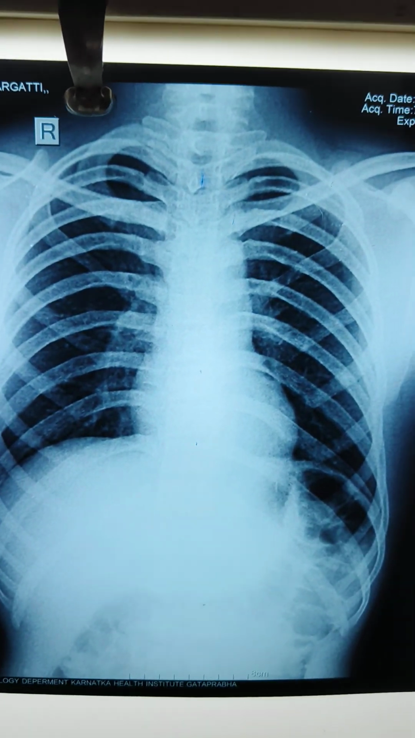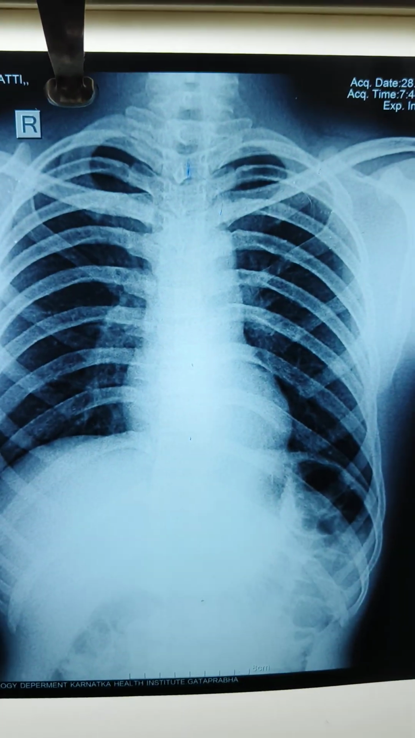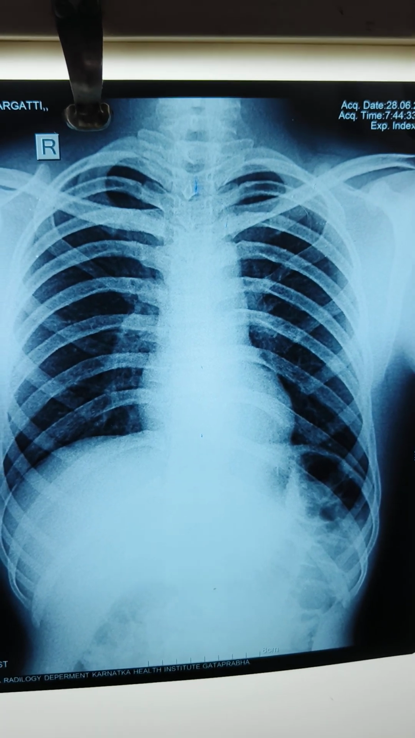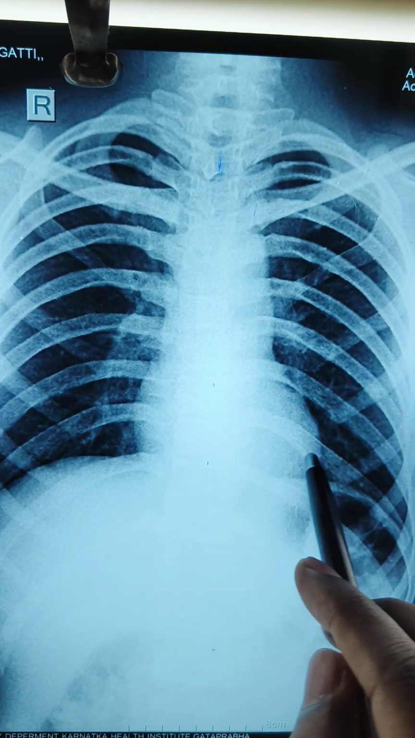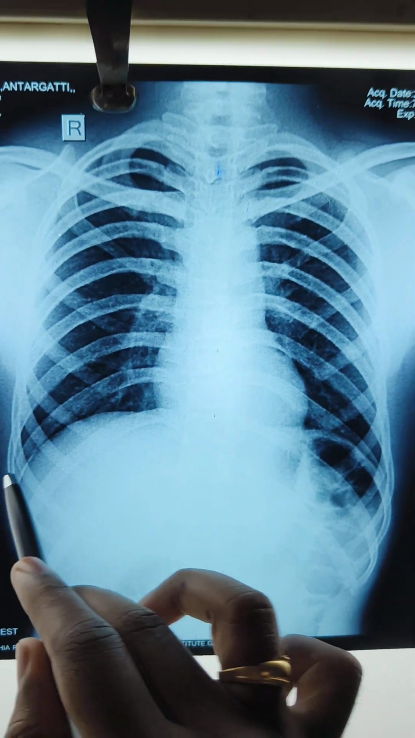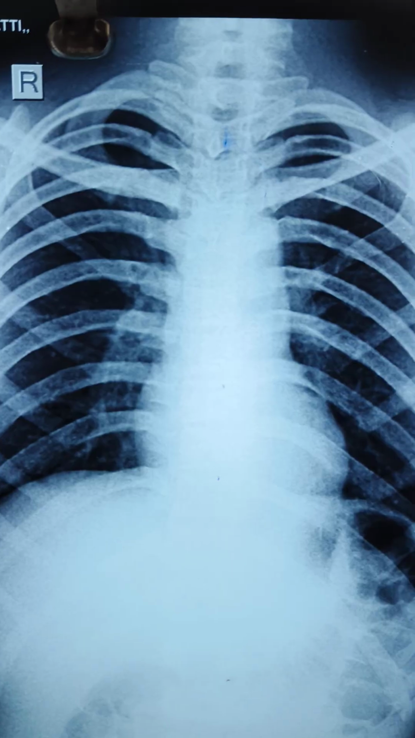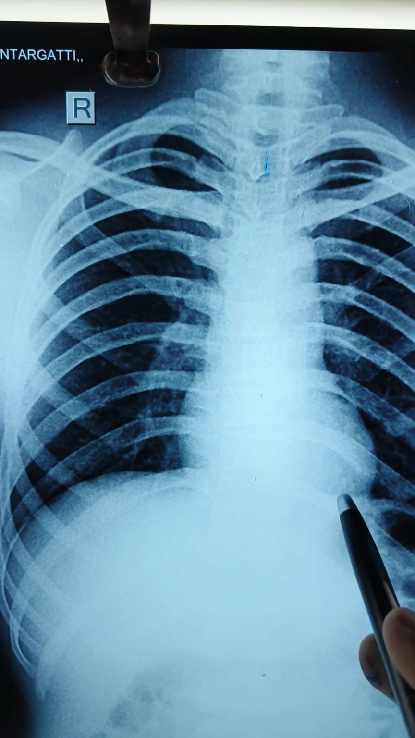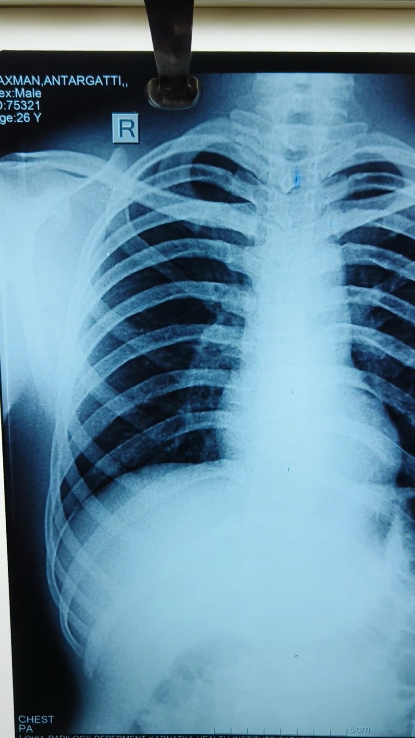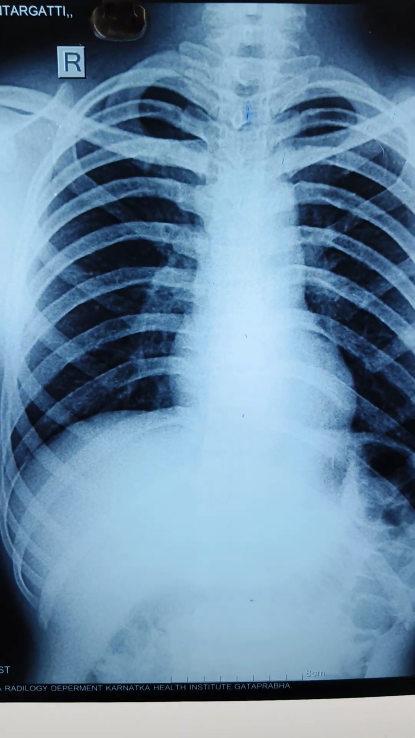One more important point is that we have to look for any cardiomegaly. To assess cardiomegaly, first you have to understand the cardiothoracic ratio. This is the transverse diameter of the heart, from here to here, and from here to here is the transverse diameter of the chest. The maximum transverse diameter of the heart is always less than half of the maximum transverse diameter of the chest. If it is more, it is cardiomegaly.